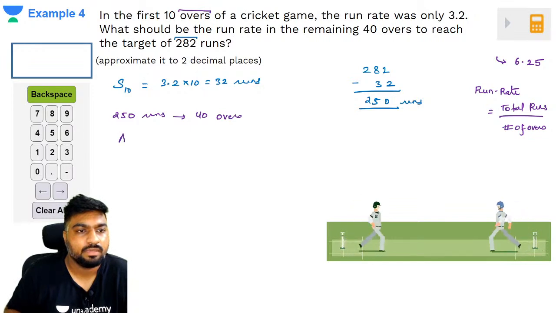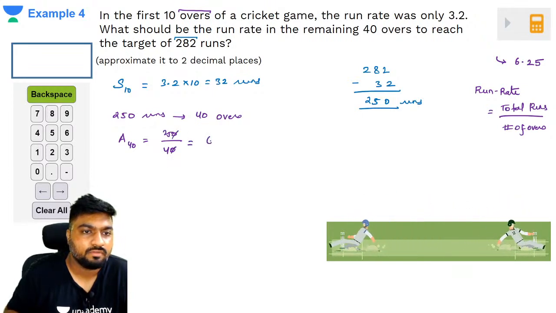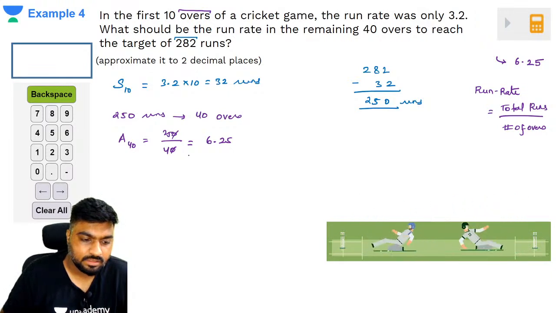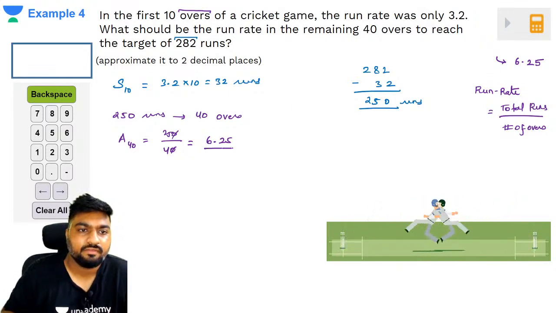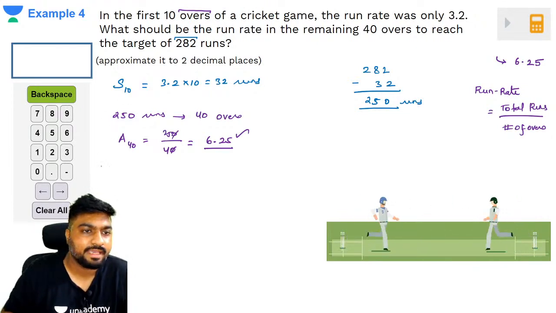So what will be the average of only next 40 overs? 250 by 40 or 25 by 4, which is 6.25. Correct. So 6.25 is the right answer. Very good. Is there any other way in which we can answer this?